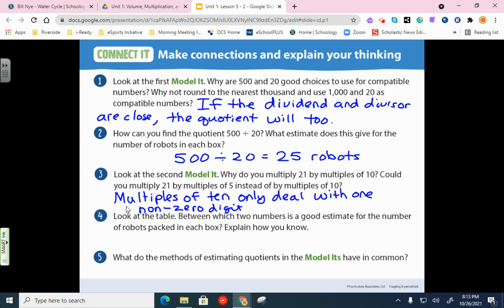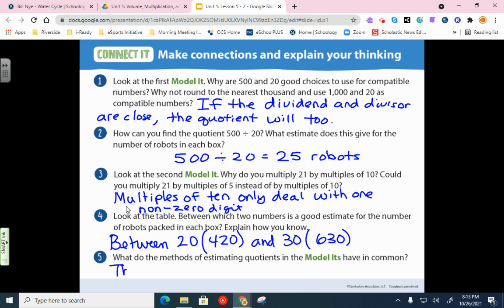Look at the table. Between which two numbers is a good estimate for the number of robots packed in each box? That's between 20, which the dividend ended up being 420, and 30, 630.